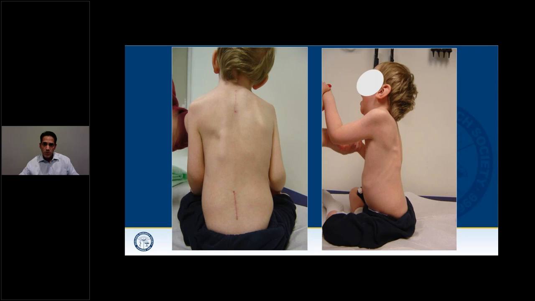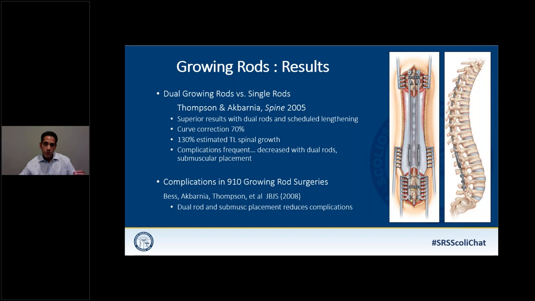Growing rods seem to be a little bit more versatile. This is what's called spine-based fixation. Originally, Dr. Thompson and Mark Barnia made this technique very popular throughout the world. Two rods are better than one. When these rods are implanted underneath the muscle, we see a lower infection rate, and we are able to achieve almost the kind of growth that you would in the native spine.